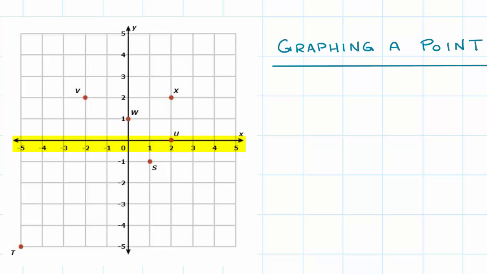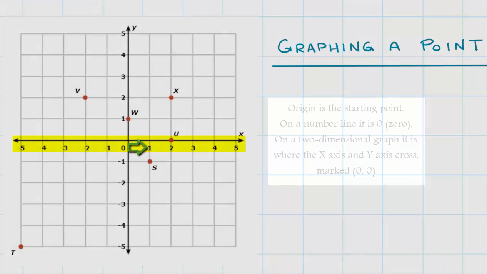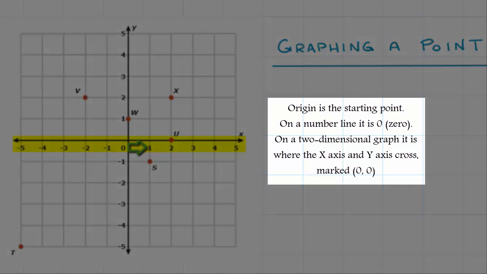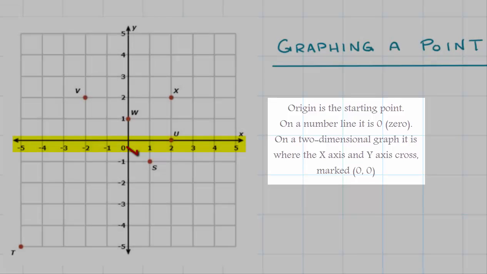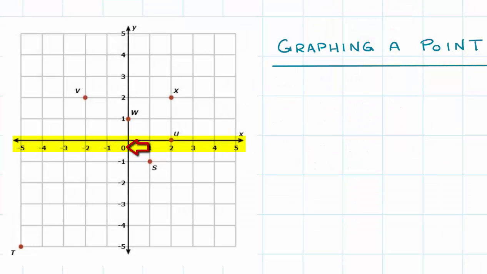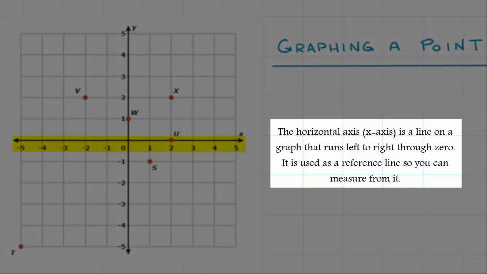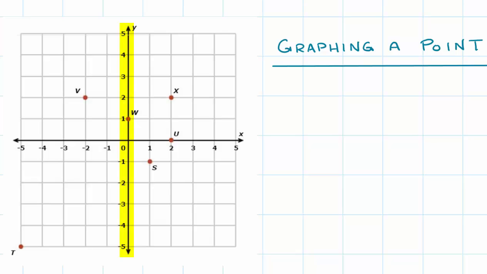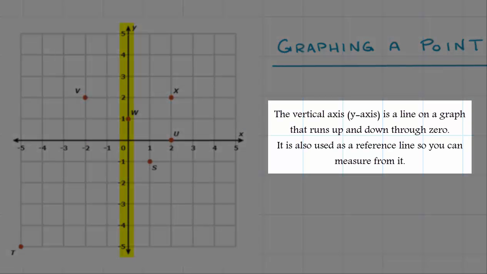And what you notice along the x-axis is that to the right of 0, or the origin, the numbers are positive on the x-axis. But if we were to go to the left of the origin, you'd notice that the numbers are negative. The x-axis is what we call a horizontal axis because it goes left to right. Now our vertical axis, that's our y-axis, as seen here.